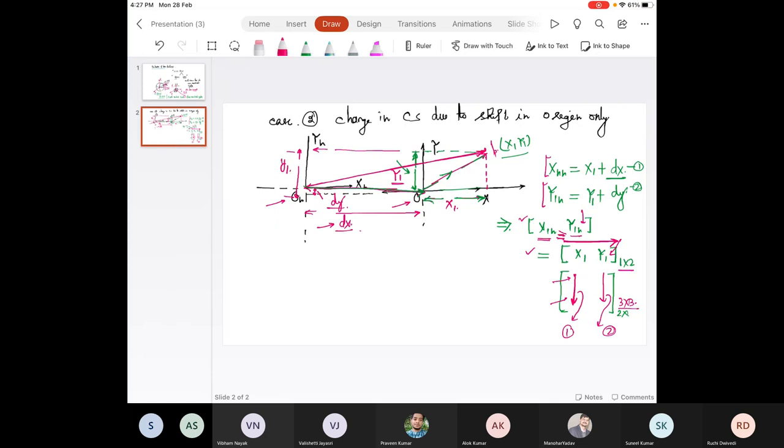So in that case, we'll introduce one more equation over here. What is that equation? x1n is equal to x1 plus dx, it is already there. Second one is y1n is equal to y1 plus dy. And third equation is 1 is equal to 1. Now when we have 3 equations, it means we have 3 elements here, 3 elements here, and 3 elements here.